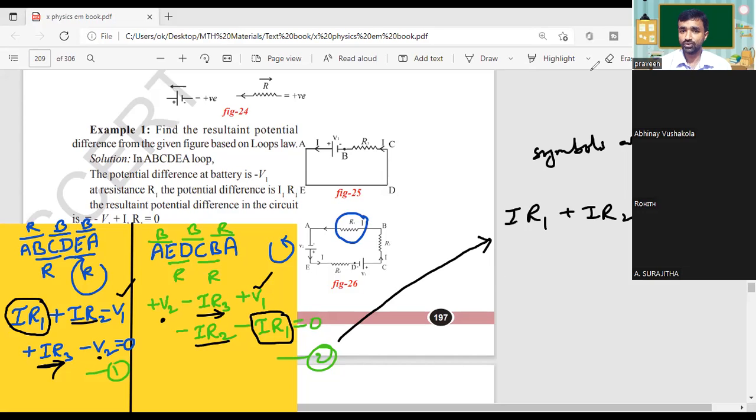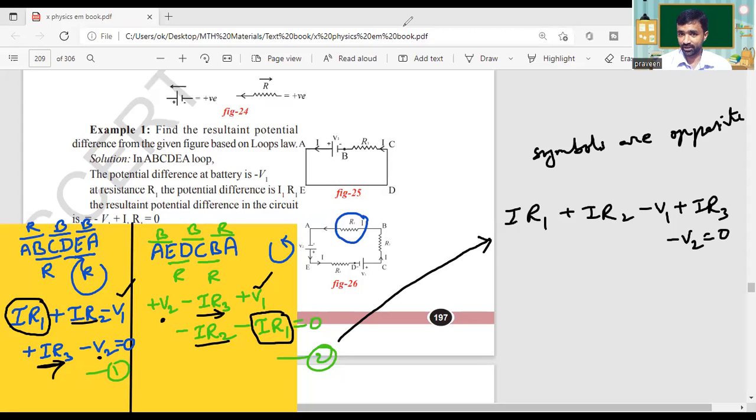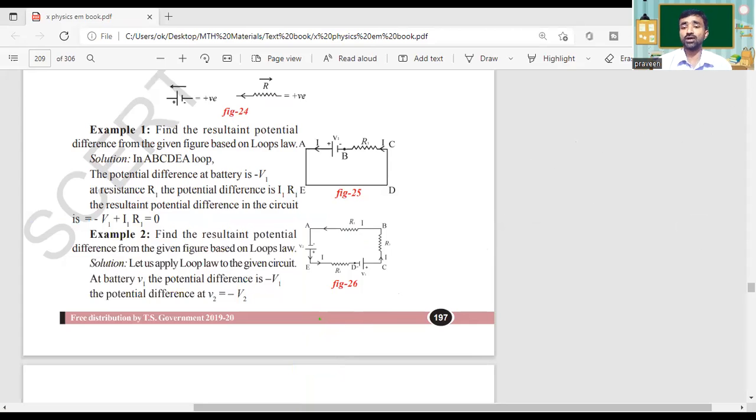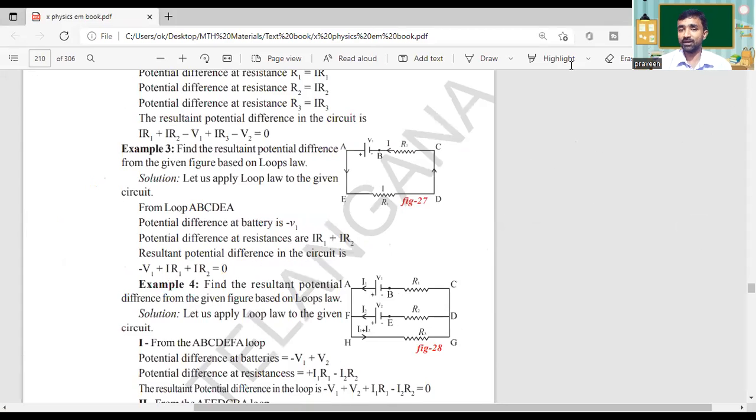Yes. So you got an idea how to write the equations, right? Now we are moving to another example, that is writing the equations only. You are just selecting a loop from the available diagram, so it is simple to understand.